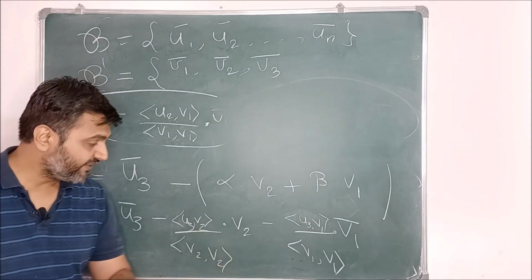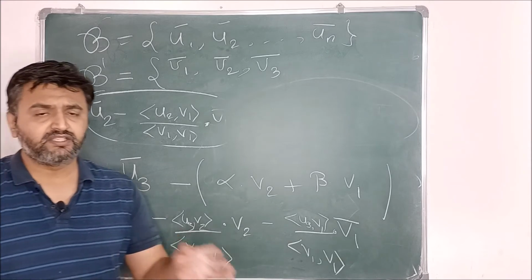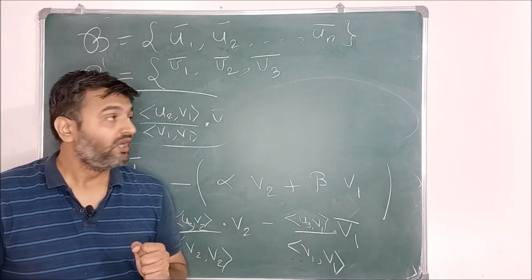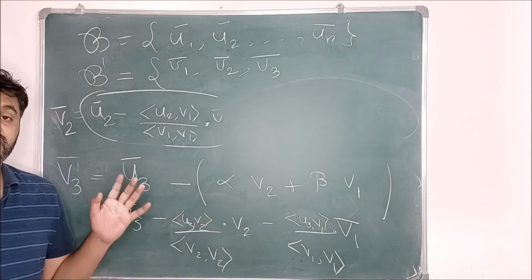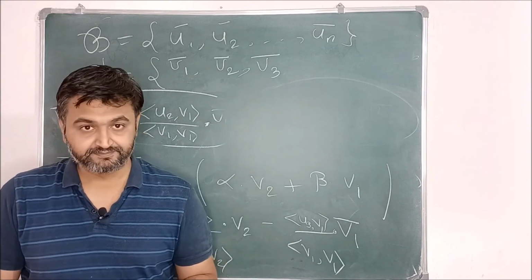So now you just pause the video and think, write down v4. If you are not sure, you can check in the book or you can put it in the comment section, I will verify it for you. So this is the formula that one uses to convert any given set into an orthogonal set.